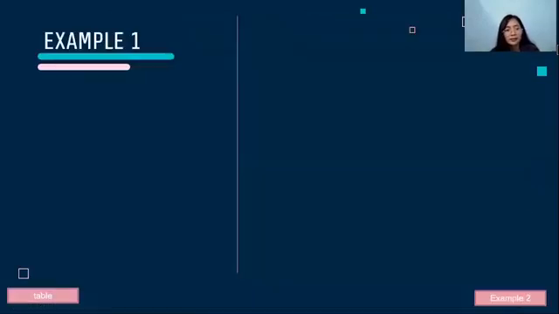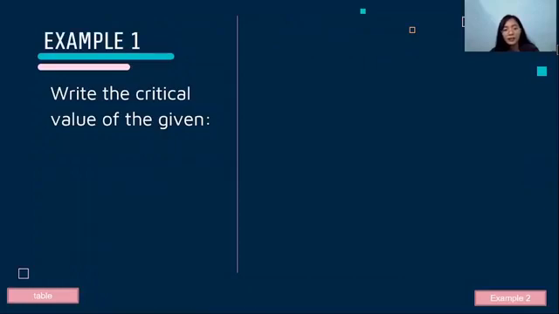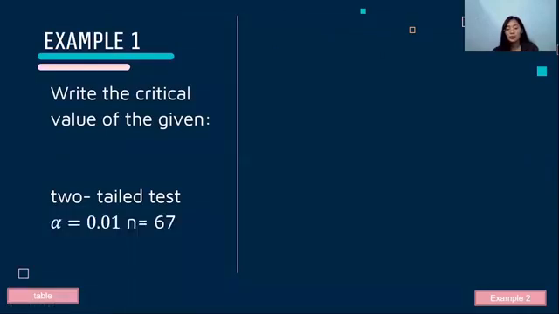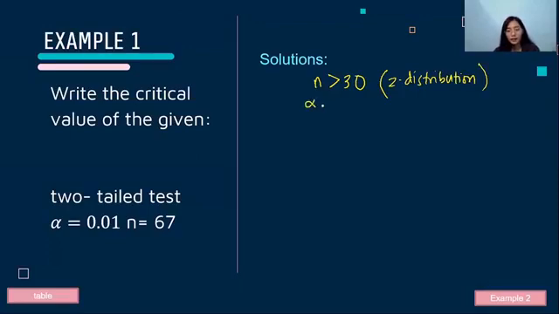Okay, let's read it first. We're going to write the critical value of the given. The given is a two-tailed test with an alpha equal to 0.01, wherein our n is 67. If you notice here, our n is greater than 30. It indicates that we're going to use the Z distribution table, with an alpha equal to 0.01, and this is a two-tailed.